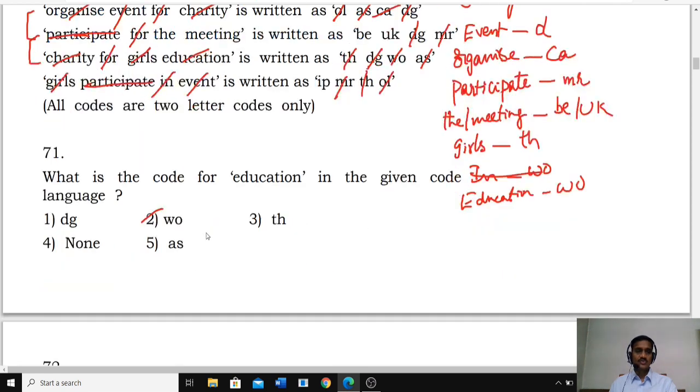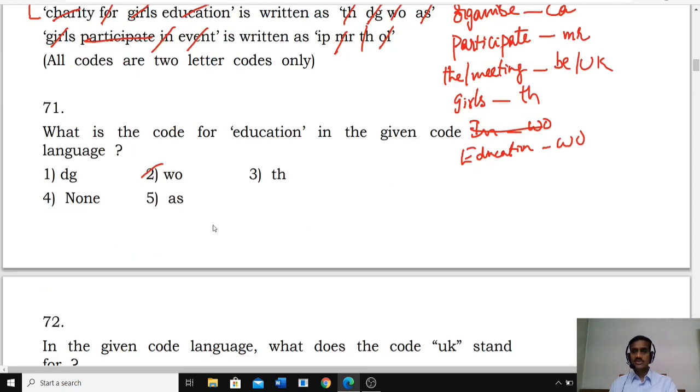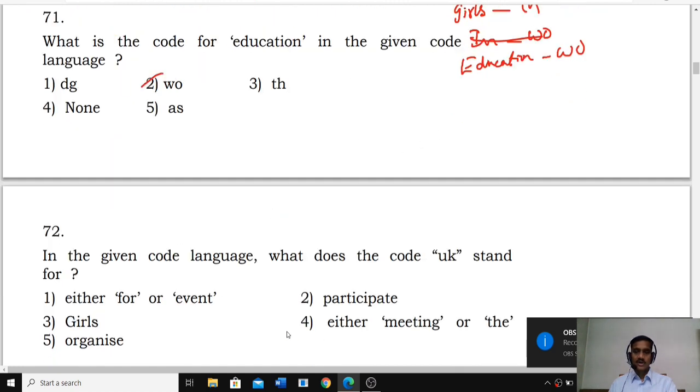Next one. Question number 72. In the given code language, what does the code UK stand for? UK stands for either the or meeting. The or meeting, choice 4 is the answer, 72.